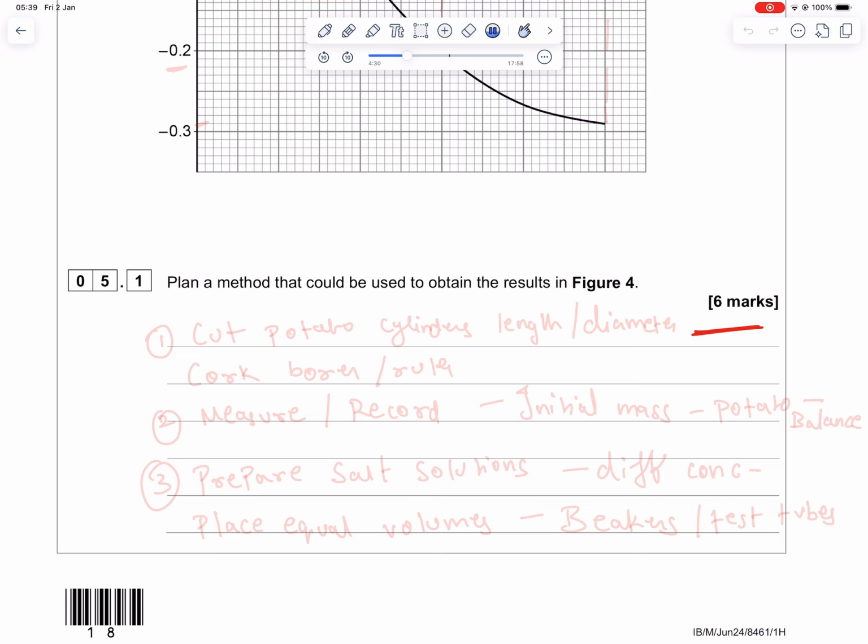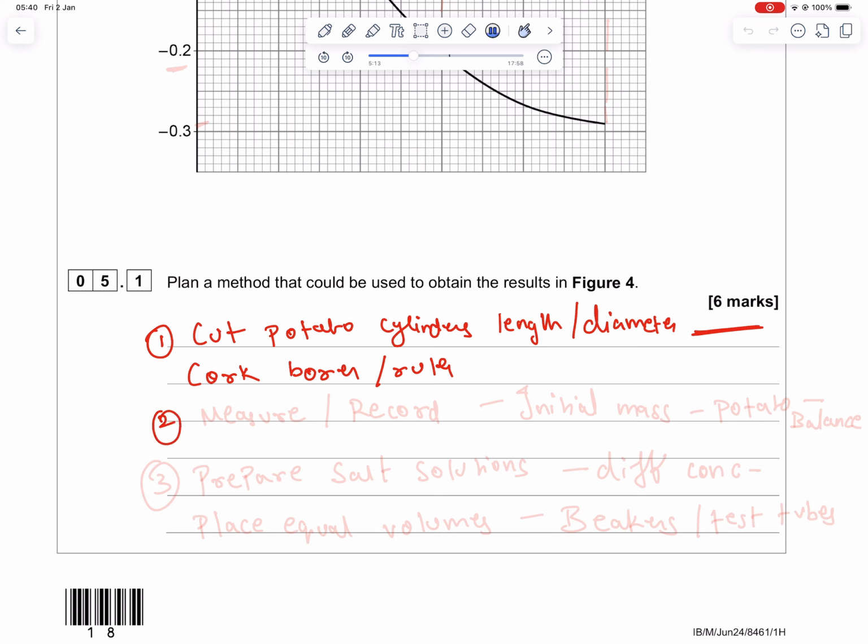Now, to investigate the effect of salt concentration on the mass of potato pieces, the first thing you're going to say is you're going to cut the potato cylinders, and they have to be identical to each other. So you're going to say 2 things about them: length and diameter. You're going to make them the same. So how are you going to make them the same? You're going to use a cork borer and ruler. Remember, so that you're measuring the length and making sure the cork borer is cutting all the same diameter. Now, that's step one.